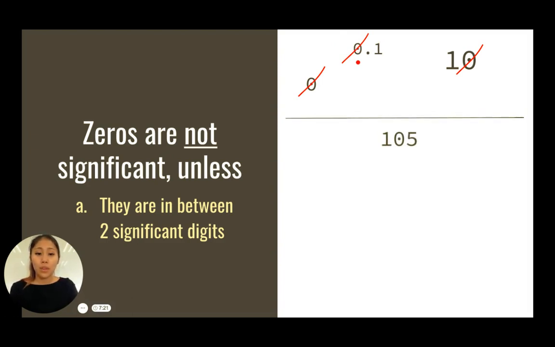Now, 105. We see the 0 is in between 1 and 5, both of which are significant digits because both of them are non-zero integers, like we just talked about with Rule 1. Because the 0 is sandwiched in between them, this value, 105, has 3 significant figures. Here we see that these 2 zeros are sandwiched between an 8 and a 3. And so these 2 become significant as well, and you have 4 significant figures in this value of 8,003.